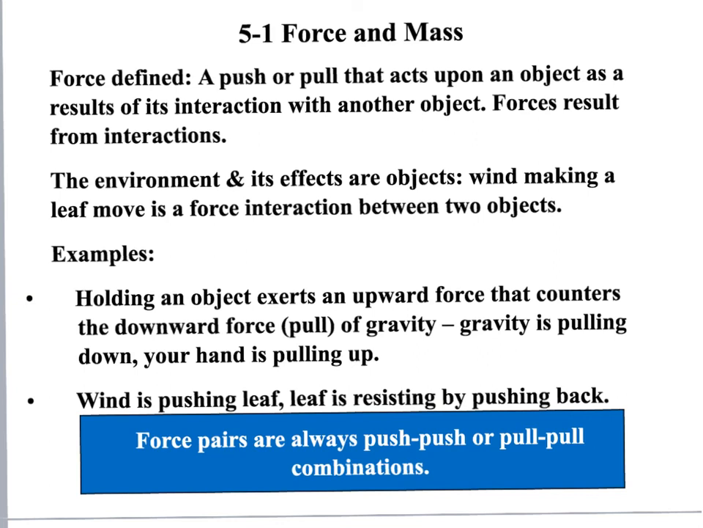We can also think of the environment and its effects as part of the interaction too. So wind making a leaf move is an interaction. It's an environmental interaction, or a force interaction between two objects. It's the wind and the leaf. So the wind is blowing and it interacts with the leaf, and the leaf is hanging on a tree. So in this scenario the wind is not going to take the leaf and carry it away. Rather, it's going to make the leaf move on the tree. It's just going to blow in the wind, but it's going to stay connected to the tree.